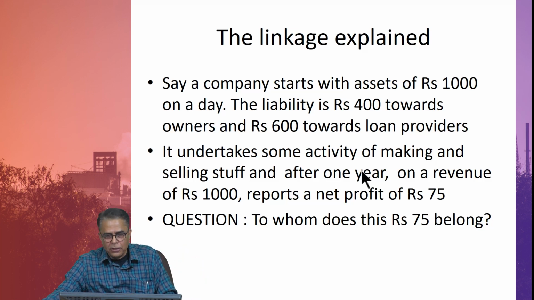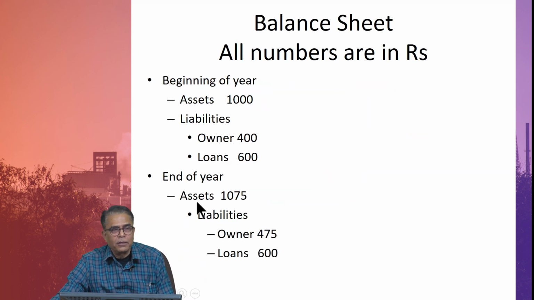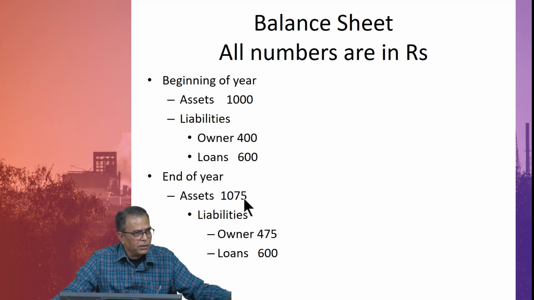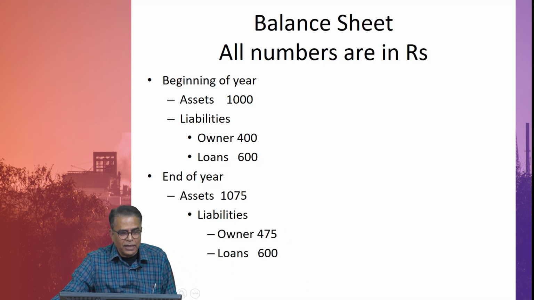So 75. On the next slide, probably that is where the balance sheet at the end of that year will be. At the beginning of the year, asset was 1000, liability was 1000. At the end of the year, asset will become 1075. How? I just added that 75 to it, and I also increased the liability to 1075. I am a capitalist.